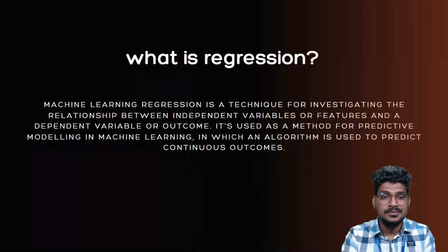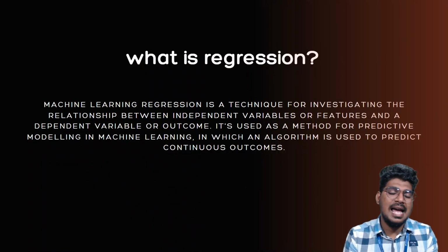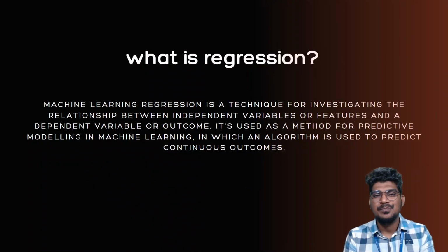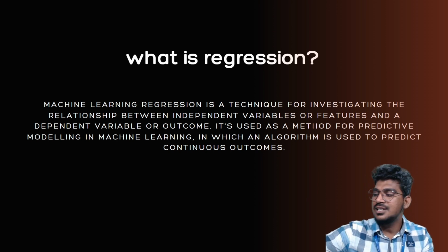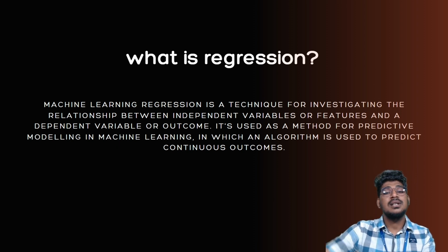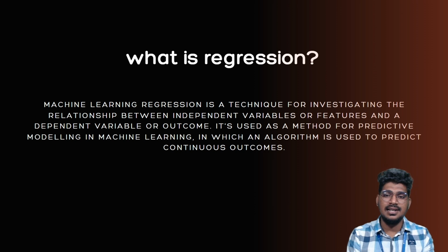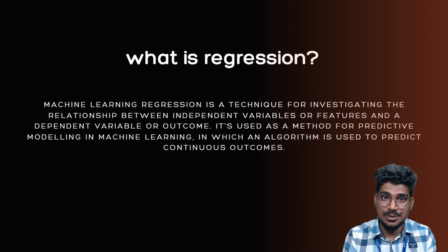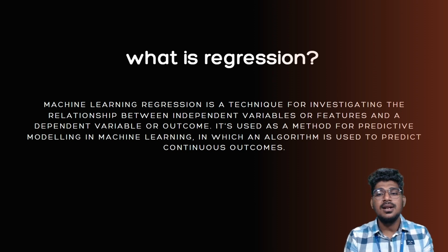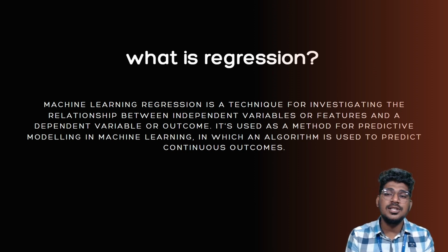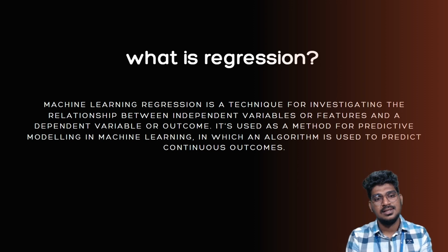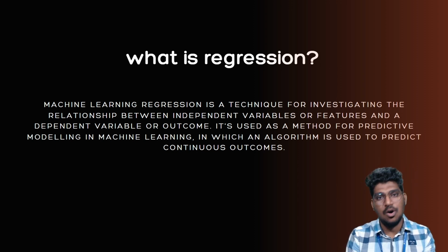Okay, right. So what exactly is regression? Already I told you, machine learning regression is one of the techniques for investigating the relationship between the independent variables or features and the dependent variable or outcome.